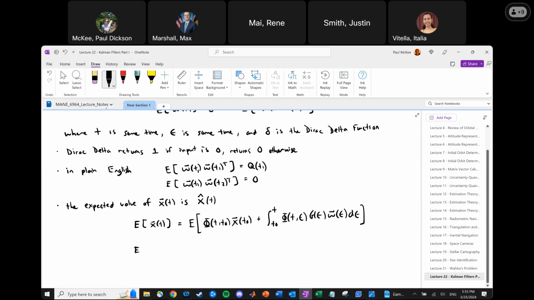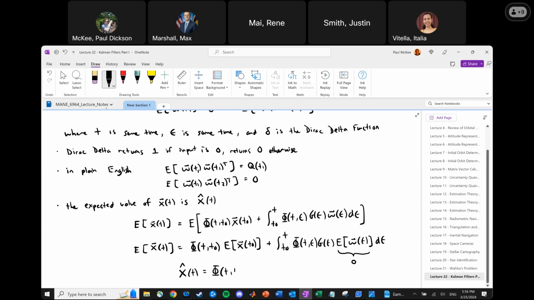So that means that the expected value of x of t is equal to phi of t and t naught, expected value of x of t naught, plus the integral from t naught to t of phi of t and epsilon, G of epsilon, expected value of omega of epsilon, d epsilon. But remember, what is the expected value of our noise? It's 0. So the whole second term goes away. So thankfully, we can say that the expected value of our state at some time t is phi of t and t naught times the expected value of our initial state.